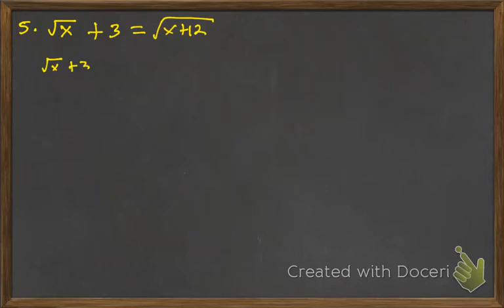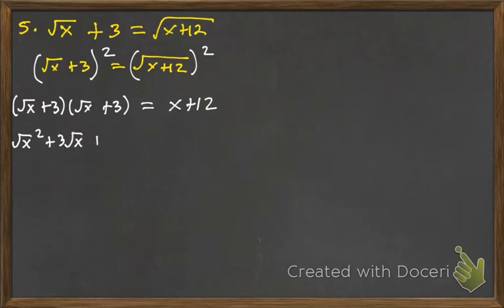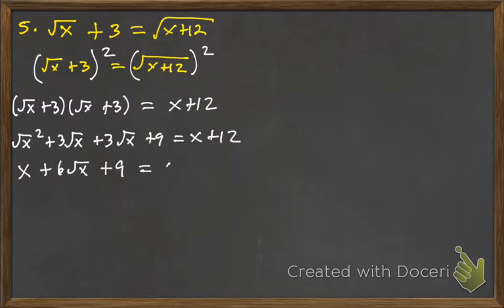So we can go ahead and square both sides. And we're going to FOIL the left-hand side. The right-hand side, the x plus 12 is now free from the radical because the square undoes the square root. Square root of x times square root of x is the square root of x squared. Square root of x times 3, 3 root x. 3 times square root of x, 3 root x. 3 times 3 is 9. That's going to be equal to x plus 12. Okay, so we'll do some simplification. The square root of x squared is x. 3 root x and 3 root x is 6 root x plus 9 equals x plus 12.